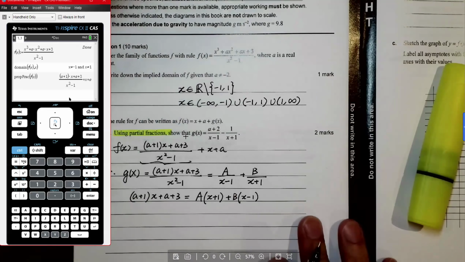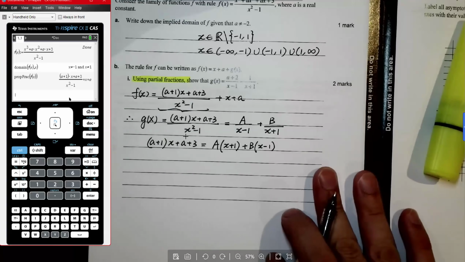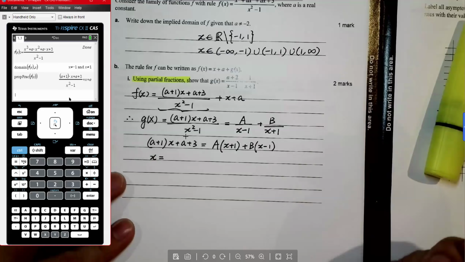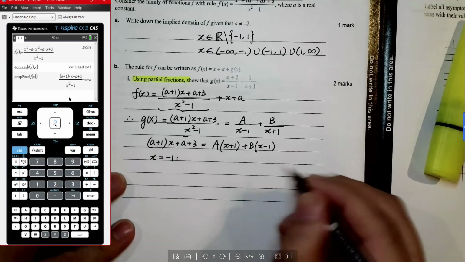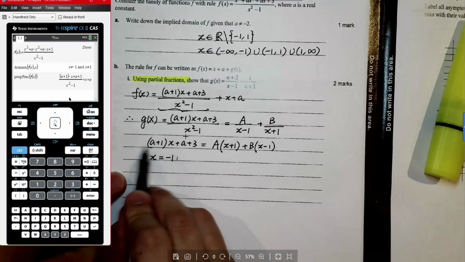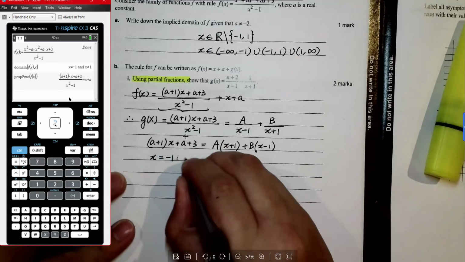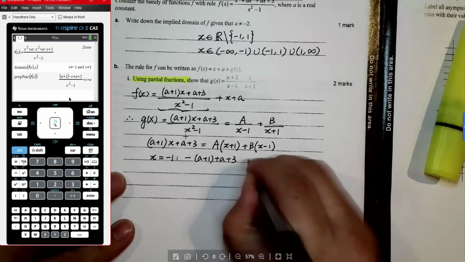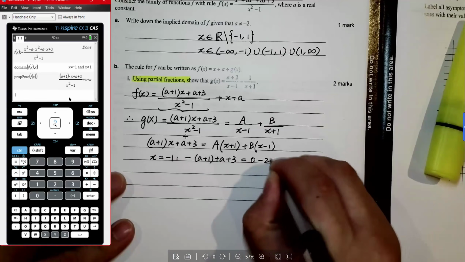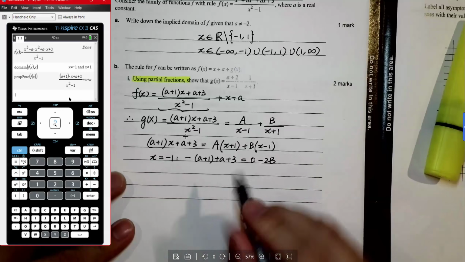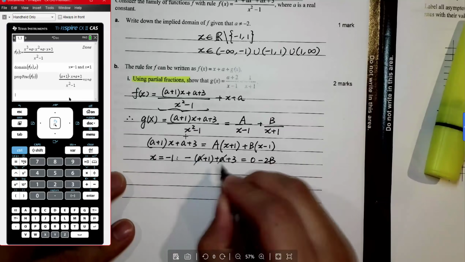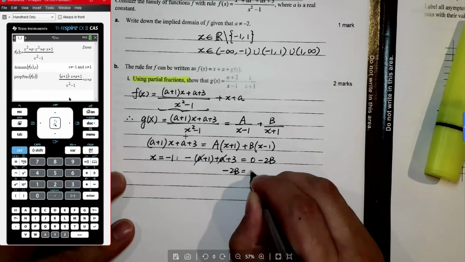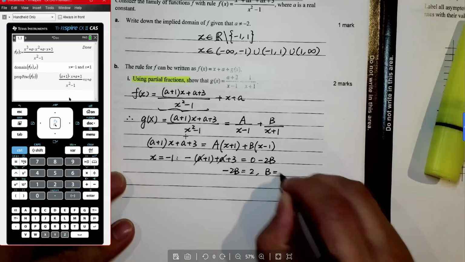And I'll say, okay, for example, let x equal minus 1. I'm able to get minus a minus 1 plus a plus 3 equals 0 minus 2B. Something along this line. Then I can cancel out the minus a and get minus 2B equals 2, so B equals minus 1.